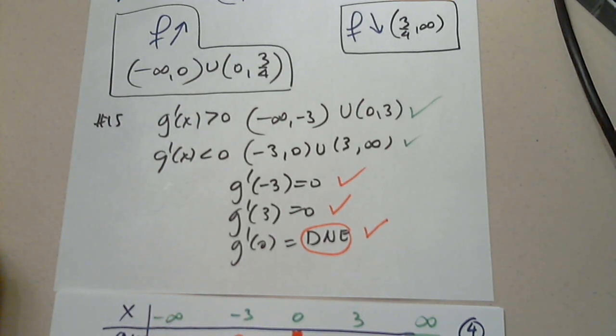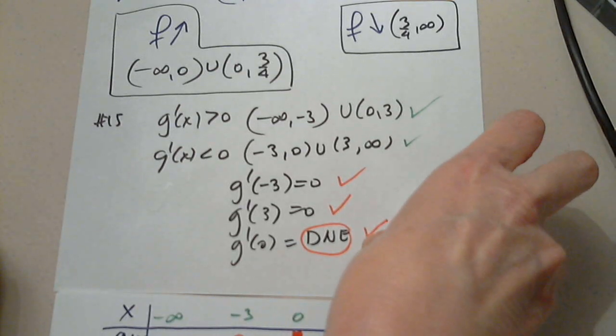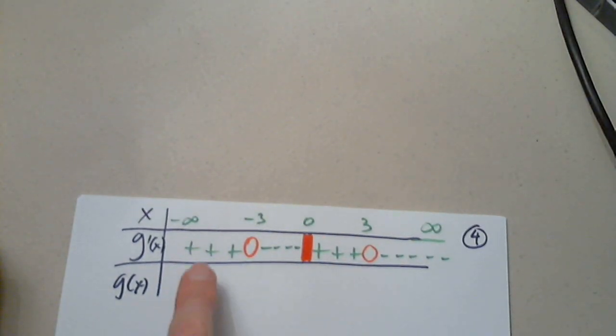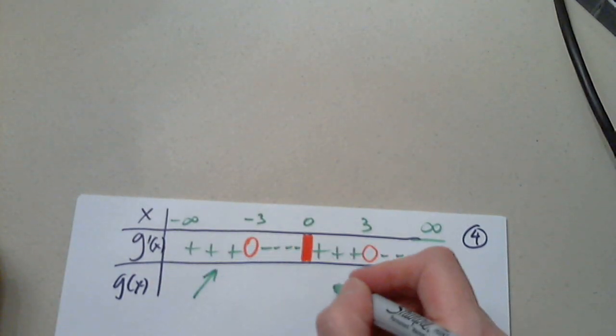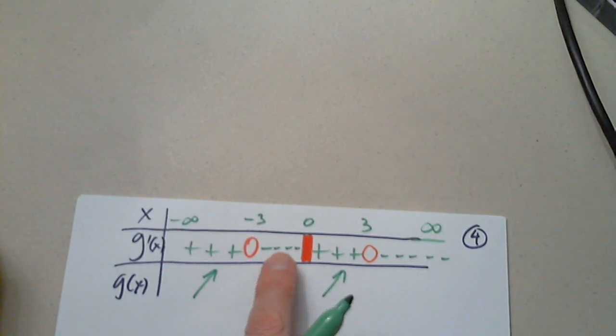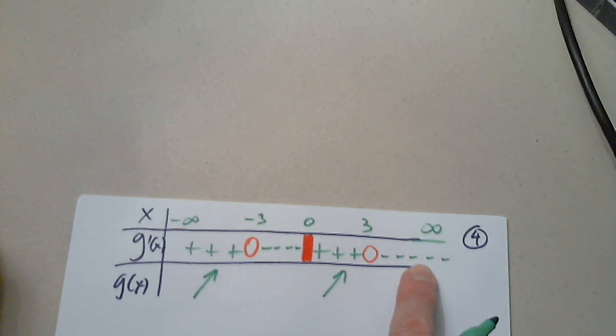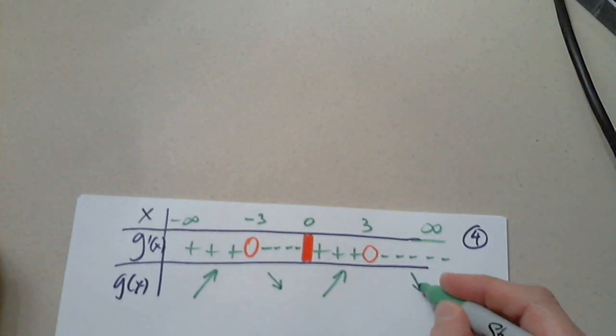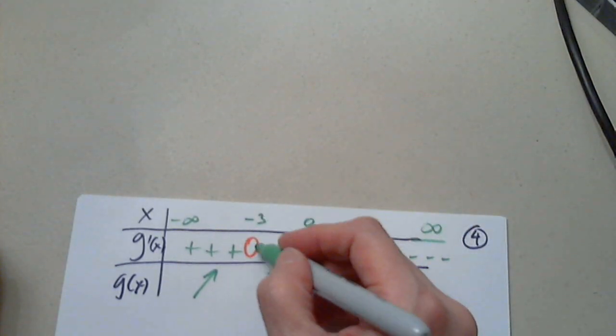What symbol or sign should I put in here? What does the function do on the interval -infinity to -3? What does it do? It increases. Thank you very much. What does the function do between -3 and 0? And 3 to infinity? Decreases. Excellent. Now we have to analyze -3, 0.